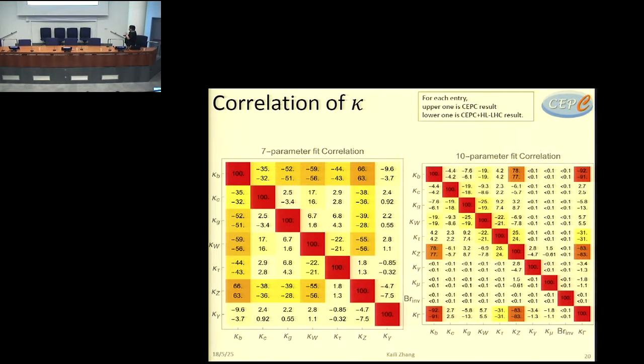And here for slide 20, we list the correlation matrix for the different kappa frameworks. This is the 7 kappa and the 10 kappa. For each entry there are 2 numbers. The upper one is the CEPC result, and the lower one is the CEPC plus the High-Luminosity LHC result.